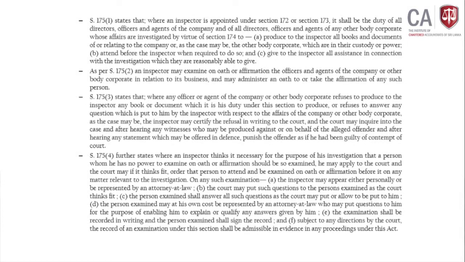The examination shall be recorded in writing, and the person examined shall sign the record, and subject to any directions by the court, the record of an examination under this section shall be admissible in evidence in proceedings under this Act.